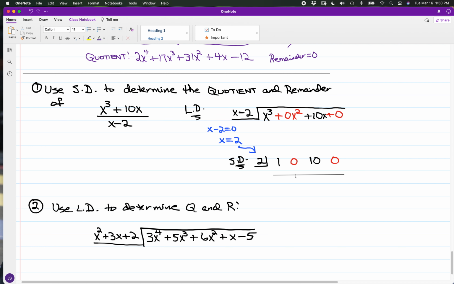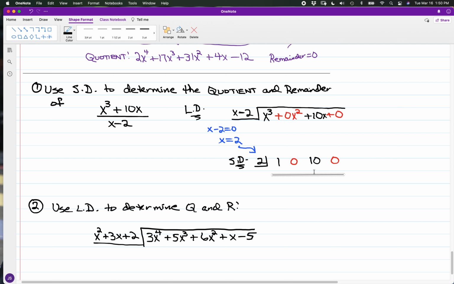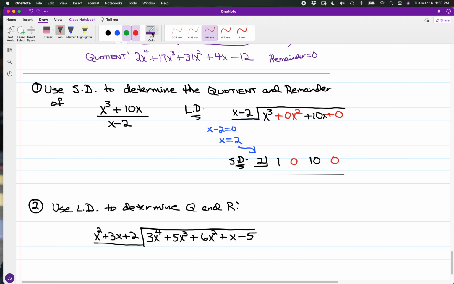Now the synthetic division. The leading coefficient from the dividend is 1, so 1 is brought down. 2 times 1 is 2, then 0 plus 2 is 2. 2 times 2 is 4, and 10 plus 4 is 14. 2 times 14 is 28, and 0 plus 28 is 28.